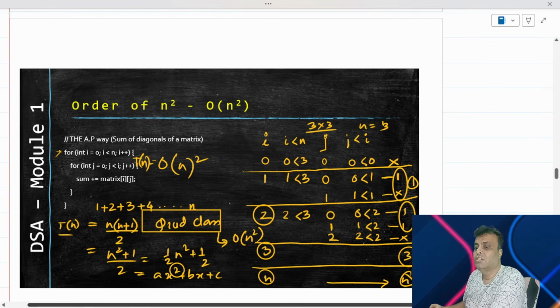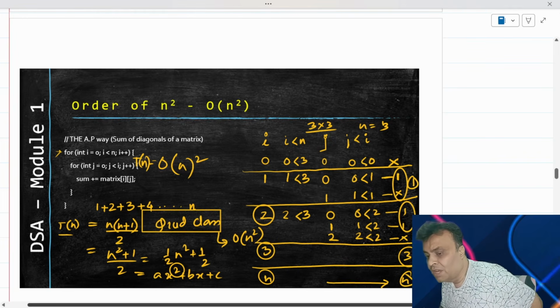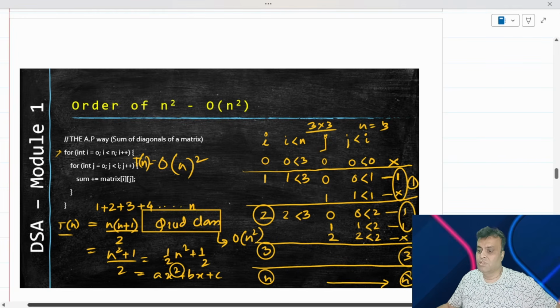Now going forward, I'll not discuss the space complexity. It will be easy for you to find out the space complexity. In this case, the space complexity is supposed to be n square again, right? So I hope you can figure it out, because your matrix itself is of n square complexity.